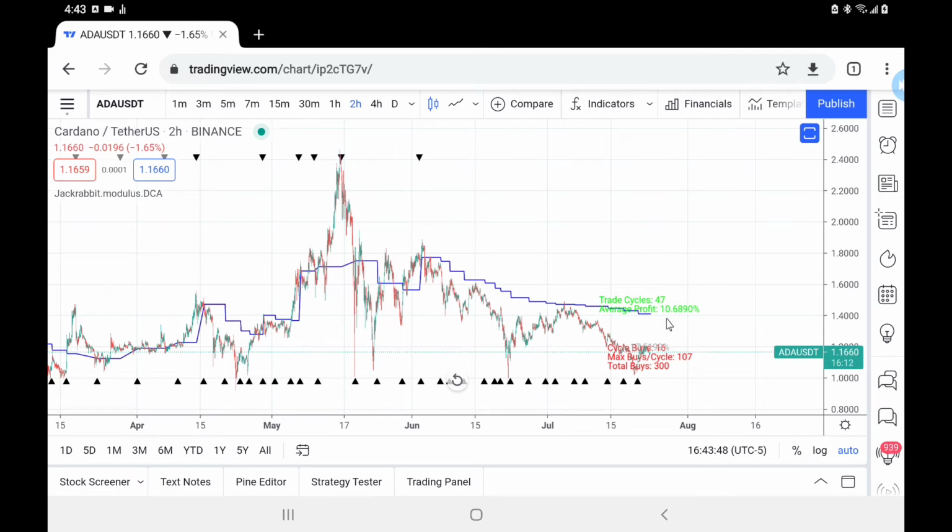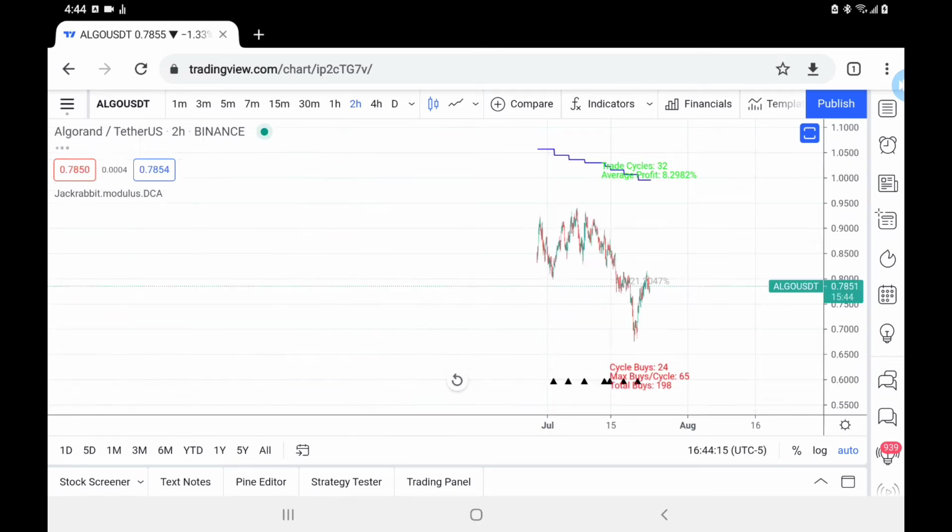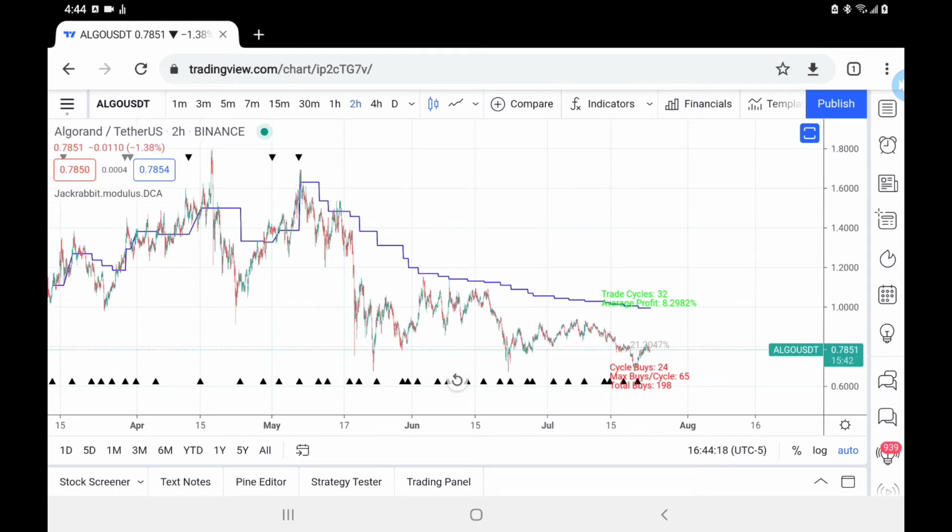Now you multiply 10% by your trade cycles. This is bringing in 470% of your initial investment. So if your initial investment is $100, I'm going to say 10 just for the sake of easy math, you're looking at $470 profit for the duration of this recipe if you've planned properly. If you haven't planned properly, it will wreck your portfolio.